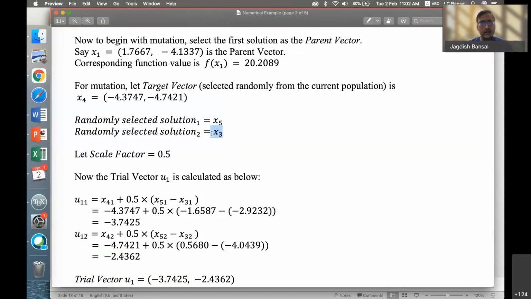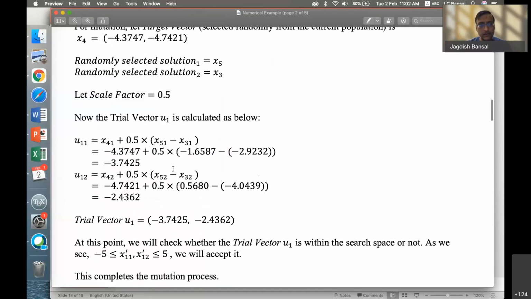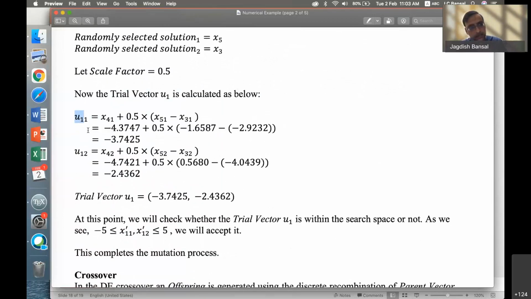So now let us apply this formula, and here is the formula. This is your first parent vector. So the first parent vector's child is u1. Let me call it u1, and let me tell you that the mutation operator is applied component wise. The component wise update is applied in many algorithms, like in particle swarm optimization also. Every dimension is updated separately. Here also every dimension is updated separately. So you have two variables.